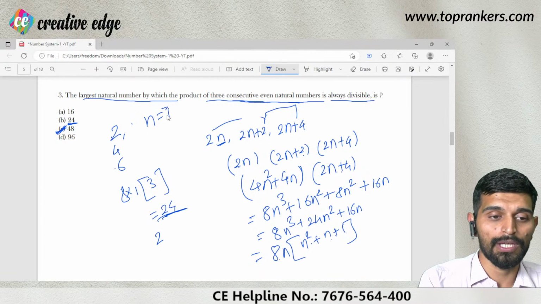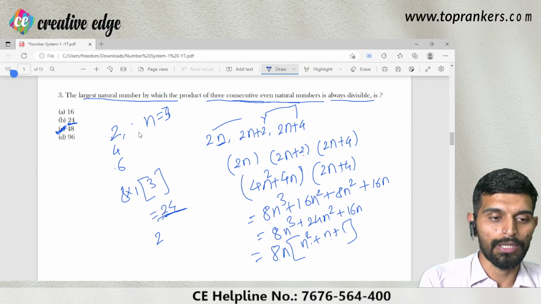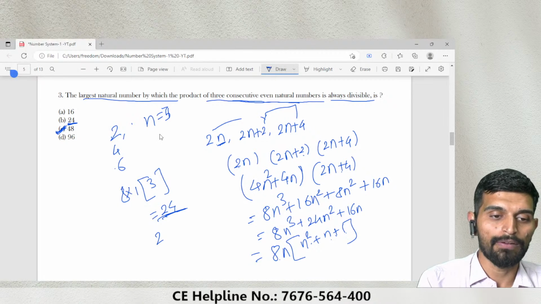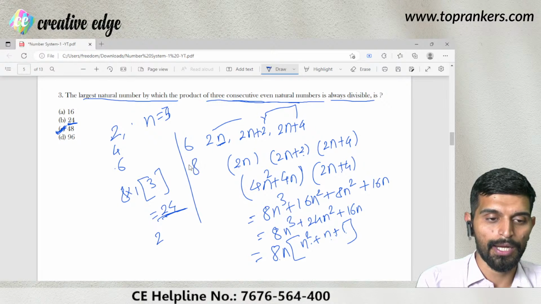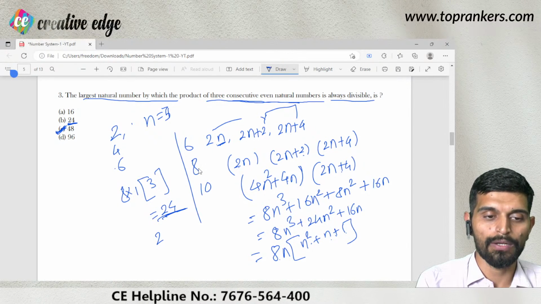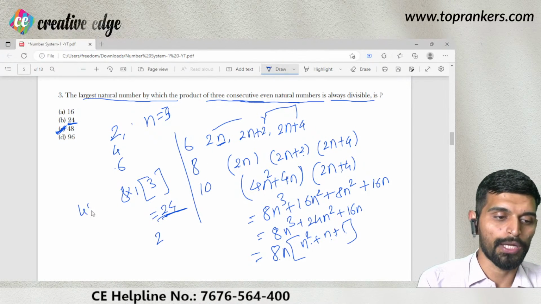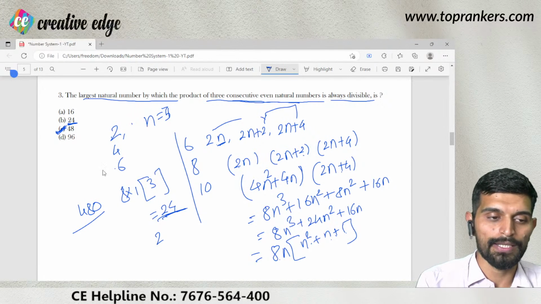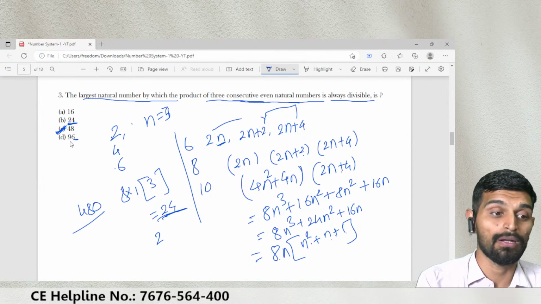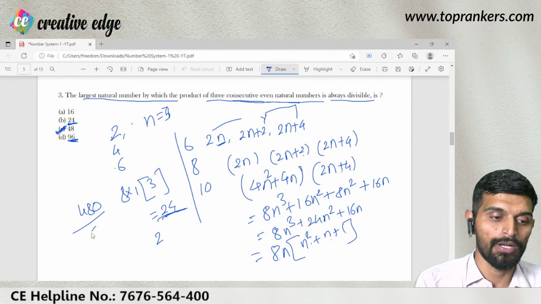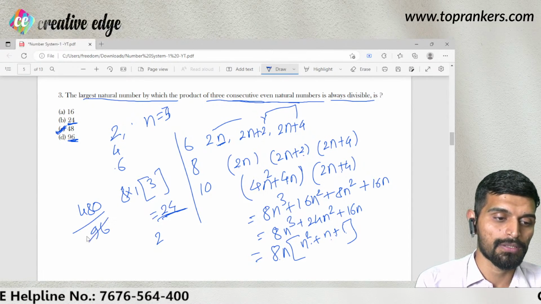So what if we keep n equal to 3? So take n equal to 3. That will give you 6, 8, and 10. 6 into 8, 48 into 10, 480. So 480 is divisible by 48 only, not by 16, not by 96. You cannot divide this by 96.